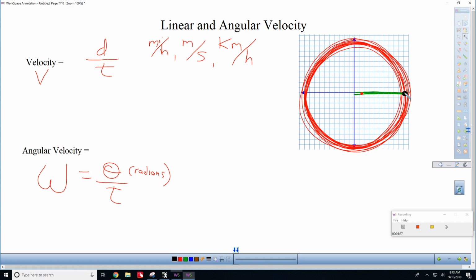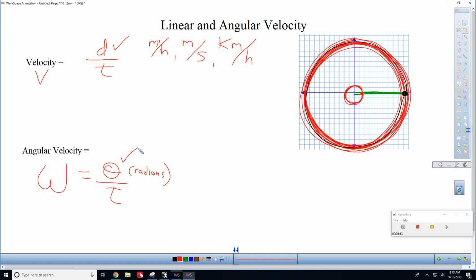If this green stick was traveling around, acting as a radius, it would take the same amount of time for this black bug to complete a full loop as it would for the red bug to complete a full loop. However, the black bug would have traveled a significantly greater distance, but they both traveled the same amount of radians. So, angular velocity and velocity are very different, and that's what I want you to understand about this concept, okay?